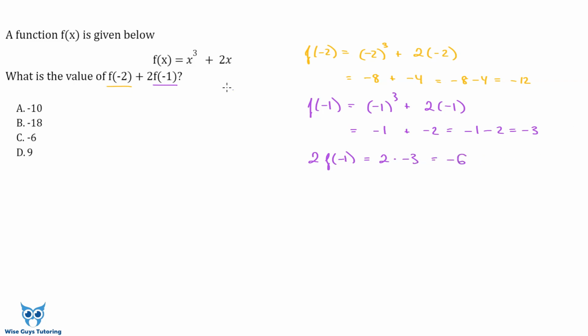So if I come here and I put that in this expression, what is the value of f of minus 2 plus 2f of minus 1? That's negative 12 plus negative 6, which again is minus 12 minus 6, which is negative 18. Thus, the answer is B.